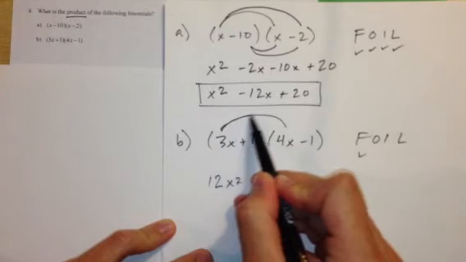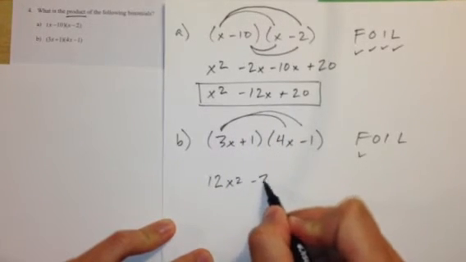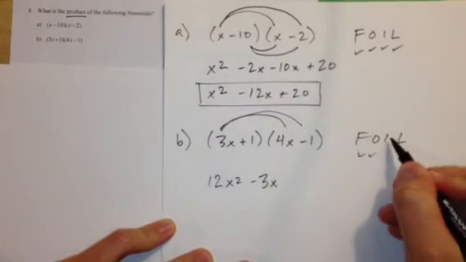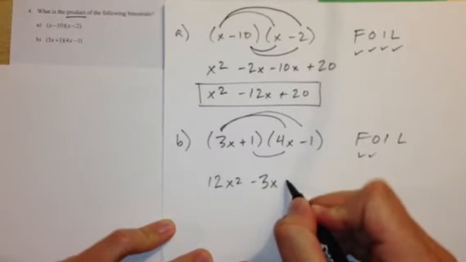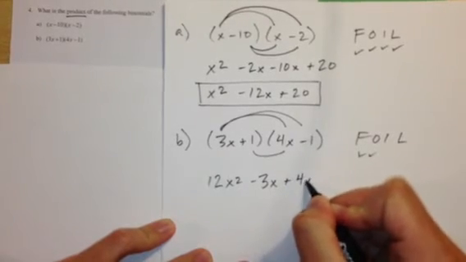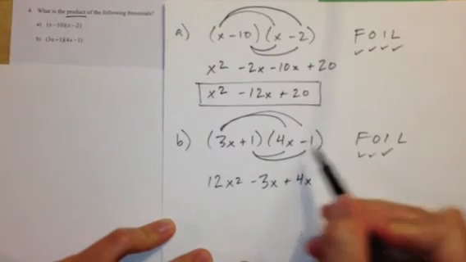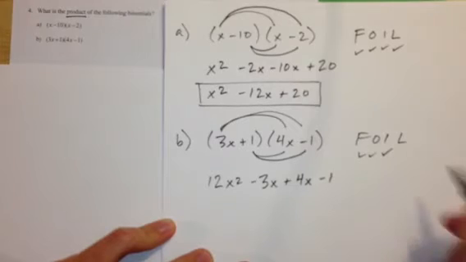O is the outer terms. 3x times negative 1 is negative 3x. I is my inner terms. Positive 1 and 4x is positive 4x. And then L is my last terms. A positive 1 times a negative 1 is a negative 1.